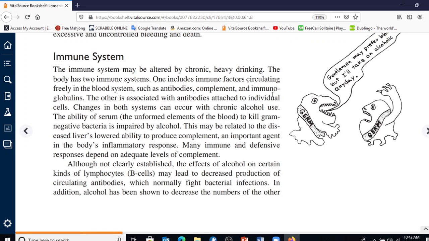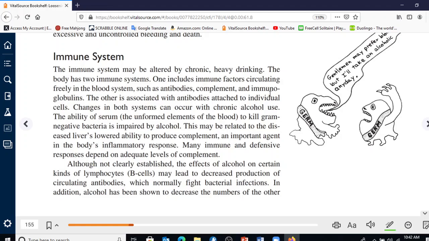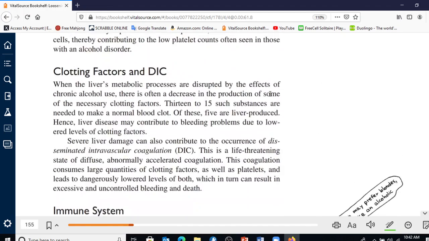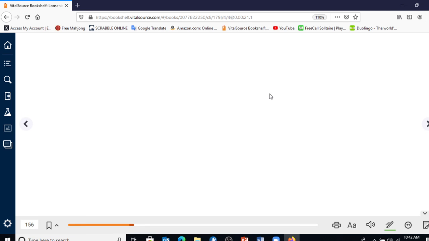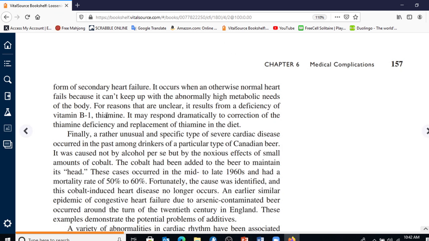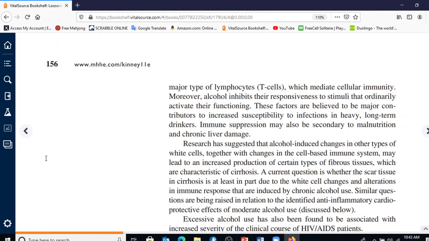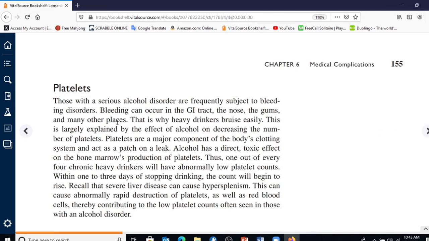All right, wait a minute. It's not supposed to work like that. Let me see if it does this. Okay, there's the immune system. Come on. Heart is what I'm trying to get to, and I'm thoroughly screwing it up here.